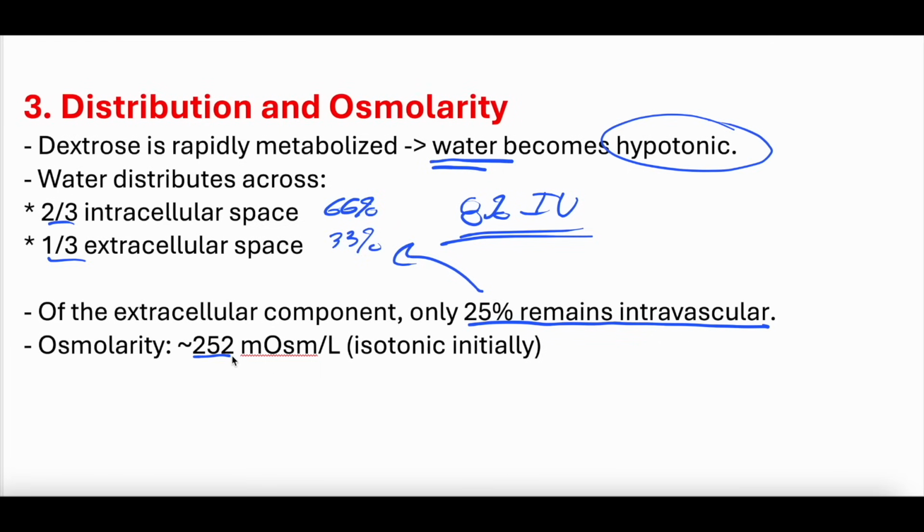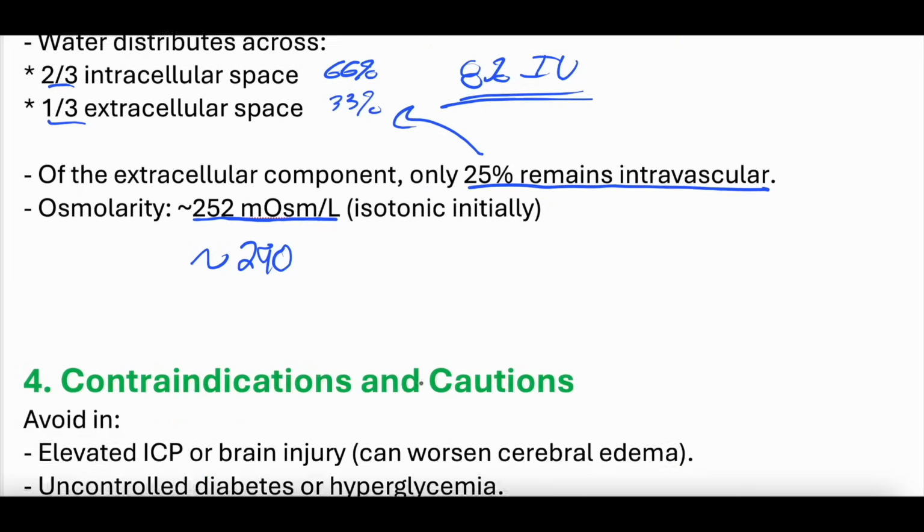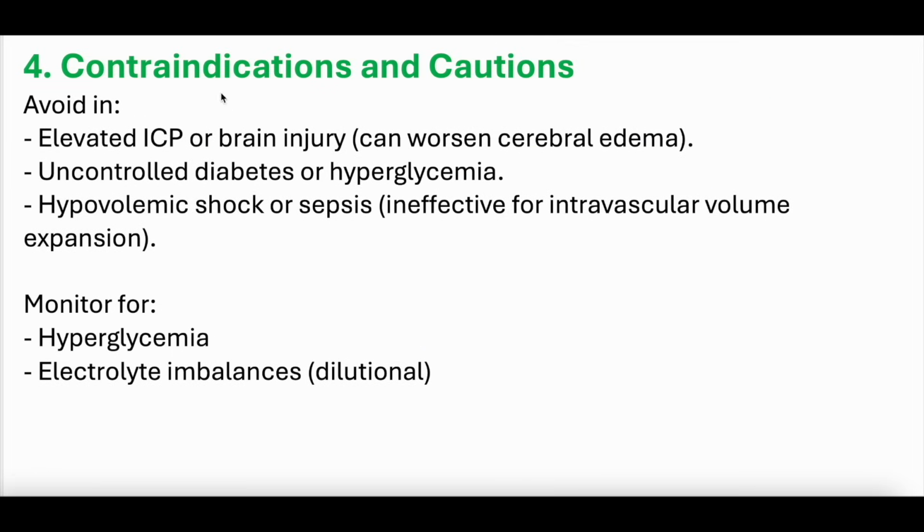Isotonic initially, 252 milliosmoles per liter. Body is about 290 milliosmoles per liter. But once that dextrose is metabolized, it becomes rapidly hypotonic. Contraindications and caution: avoid using in those with elevated ICP, right? Hypotonic, we said that means that the fluid travels into the cells. If you have cerebral edema, you don't want a bunch of fluid traveling inside the swollen intracranial cells.